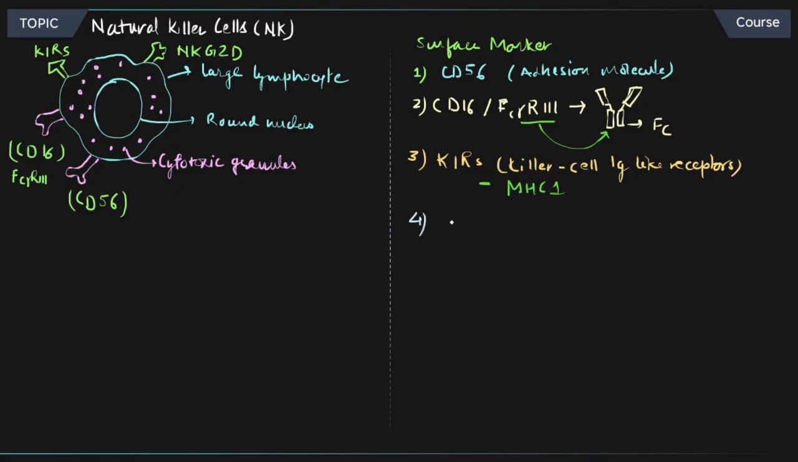Next, the fourth one, NKG2D receptor. NKG2D receptor is also known as natural killer group 2 member D receptor. So based on their classification, they are named like this. And it's really important because it helps in activating. It's a receptor that detects stress signals on abnormal cells. So abnormal cells are basically detected by using this receptor.